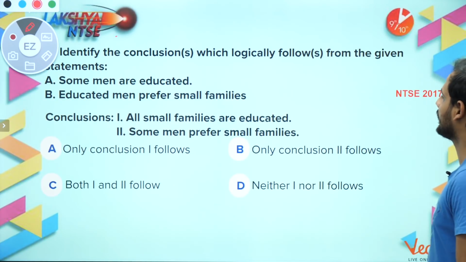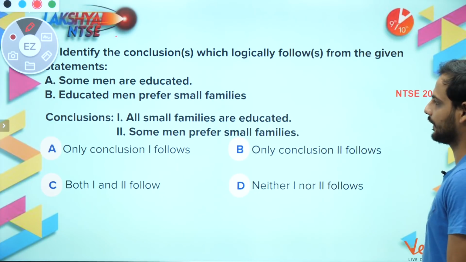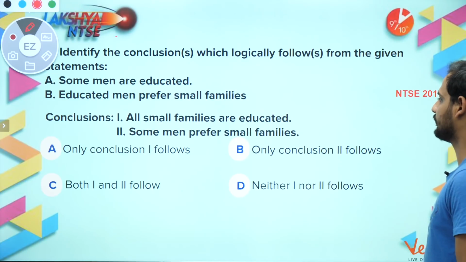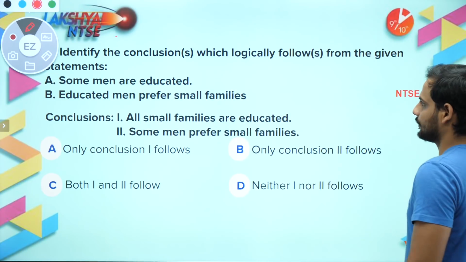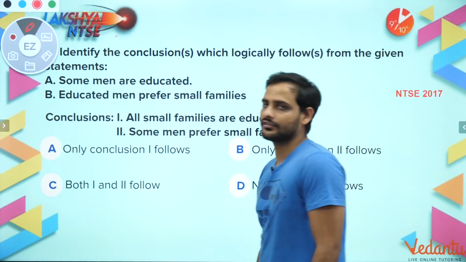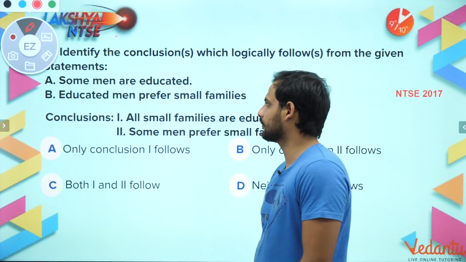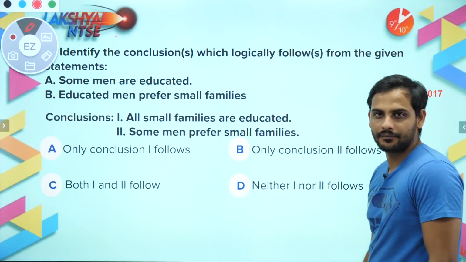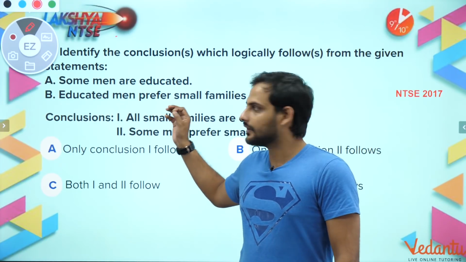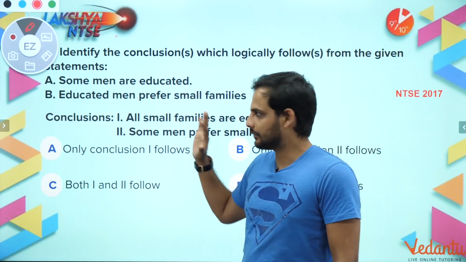Some men are educated. Educated men prefer small families. Conclusions: all small families are educated, and some men prefer small families. Okay, let us understand this also. It can be done without drawing a Venn diagram. Some of the men are educated, and educated men prefer to have small families.